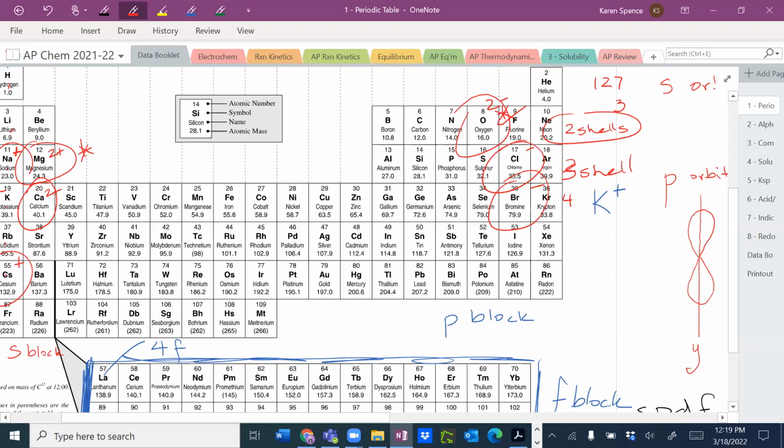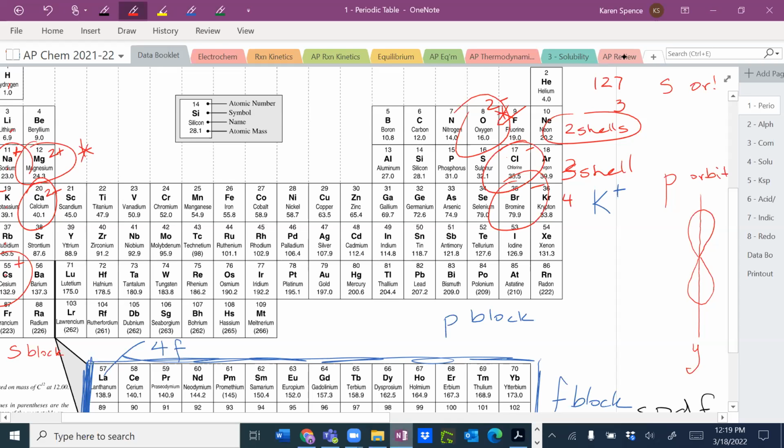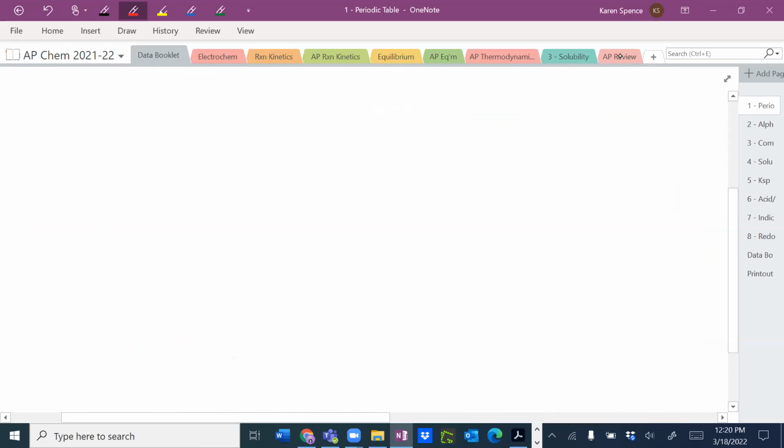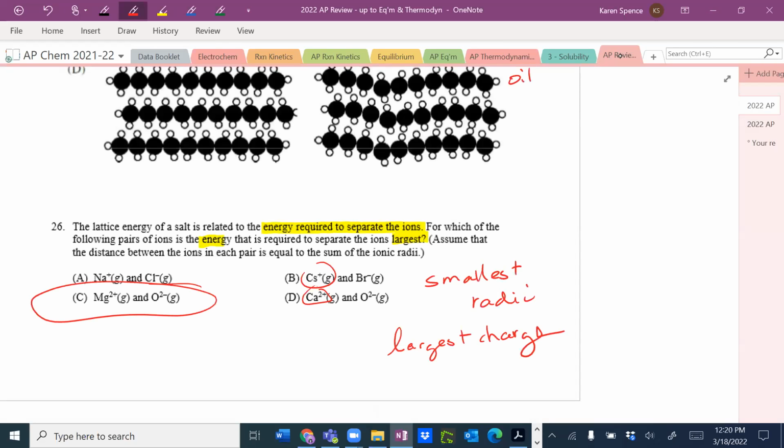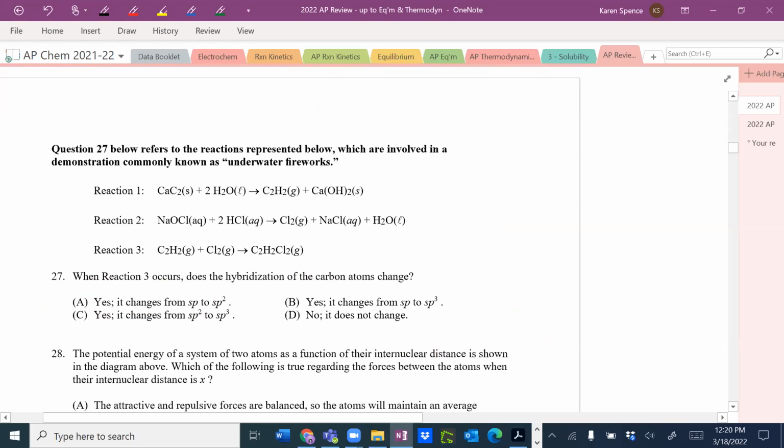So yeah, it's going to be C, MgO. So always look for the smallest radii and the largest charge for lattice energy.